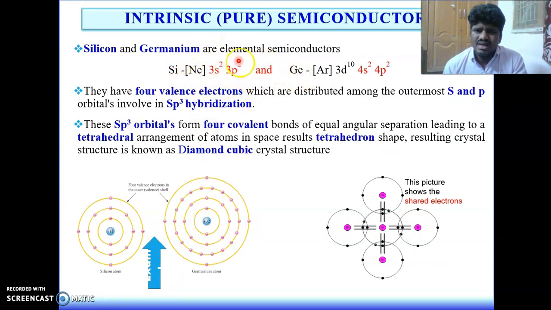Here the valence electrons are in the s and p orbitals only, and these 4 electrons form 4 covalent bonds with the neighboring atoms. Here you can see the crystal structure of silicon. One silicon atom shares its 4 electrons with 4 other silicon atoms by forming 4 covalent bonds. That's why it forms sp3 hybridization, and due to this it has the diamond cubic structure.